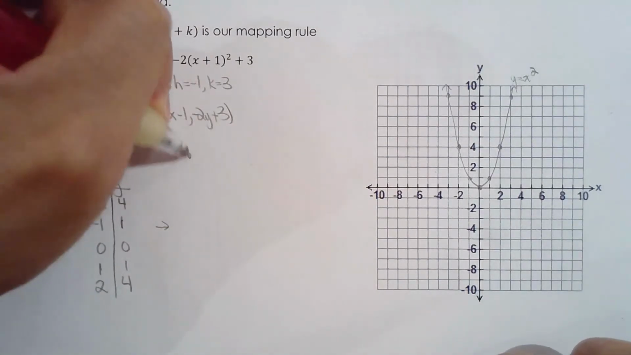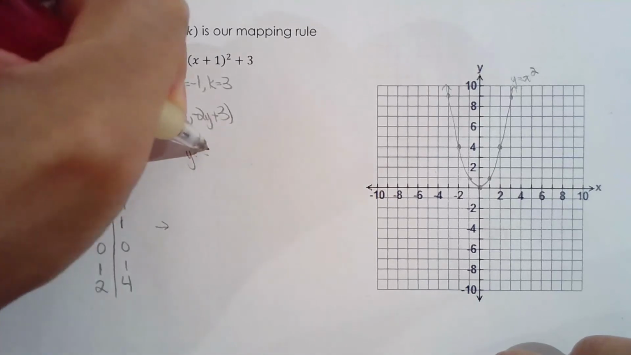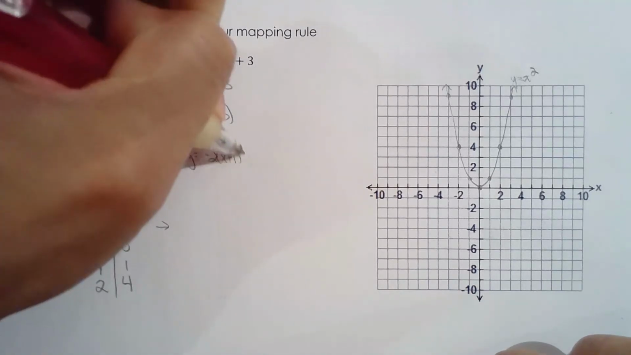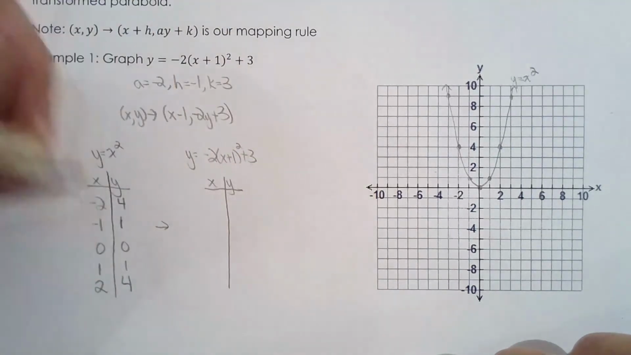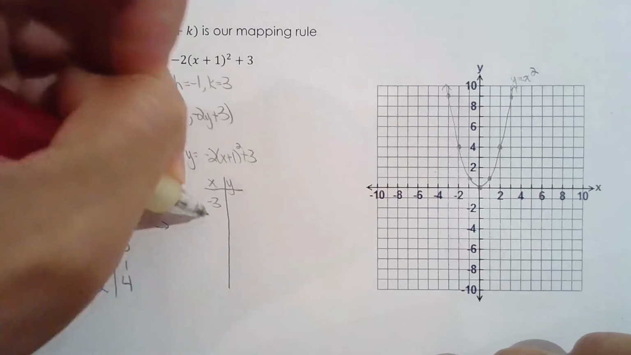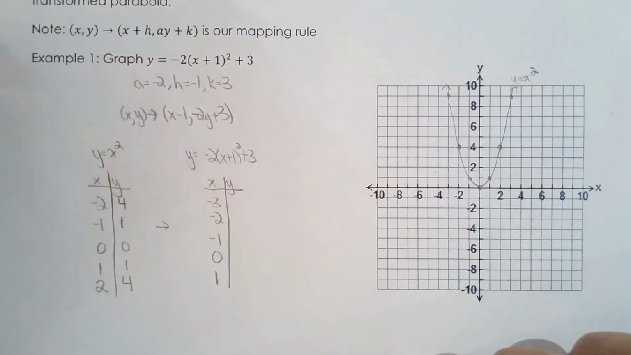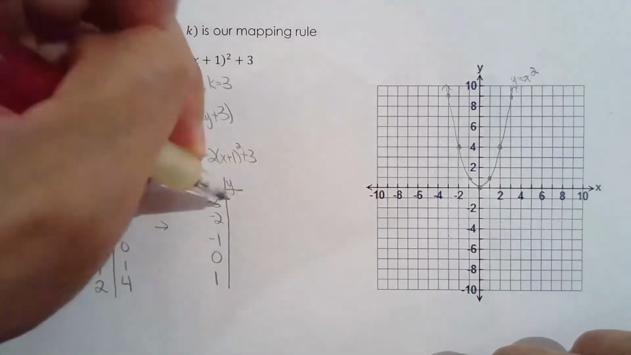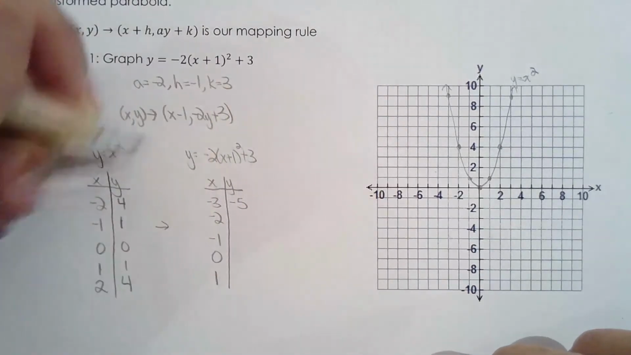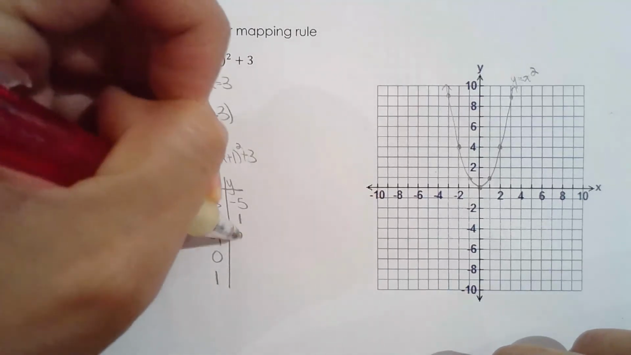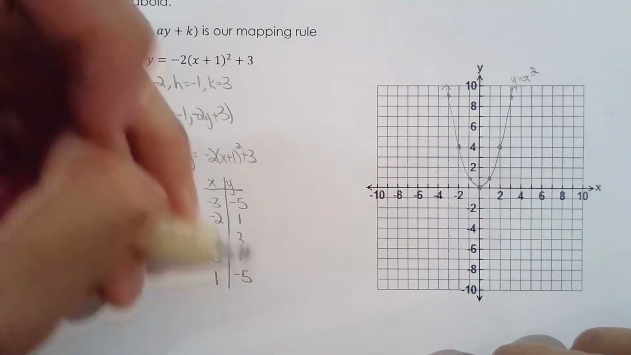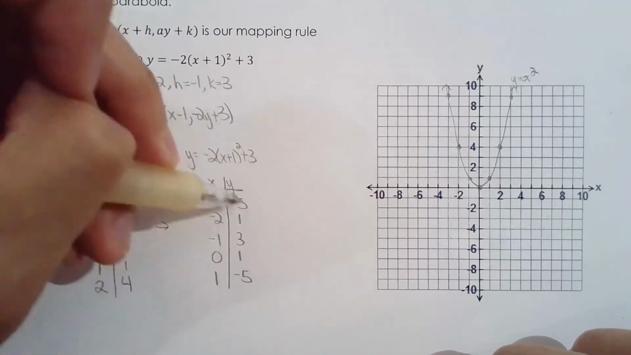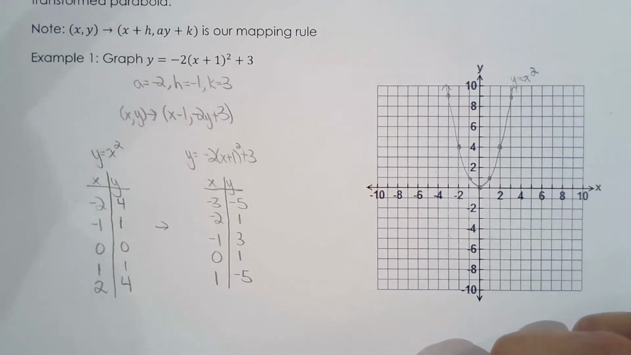Okay, so now the next table will be the points of my transformed quadratic. So I take all my x values and subtract 1. So it's -3, -2, -1, 0, 1. I'm going to take all my y values, multiply by -2 and add 3. -8 plus 3 is -5. -2 plus 3 is 1, 3, 1, -5. Beautiful. I see symmetry here. The y coordinates have symmetry. Of course they should. I'm graphing a parabola still, right?